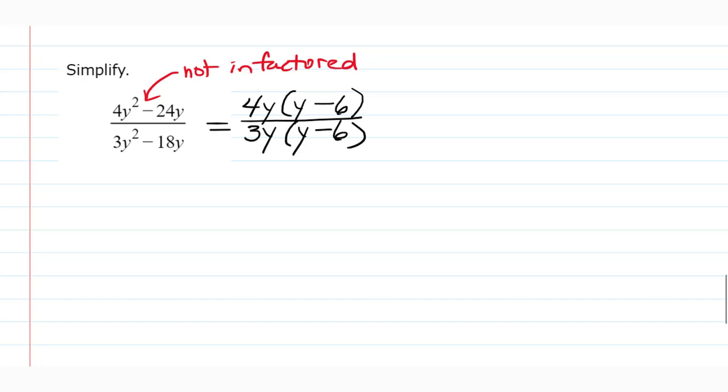So let's divide out. Now that we have factored form, we can go ahead and reduce, dividing out identical or common factors. Y minus 6 divided by y minus 6 is just 1. Y divided by y is 1. So we're left with just 4/3.